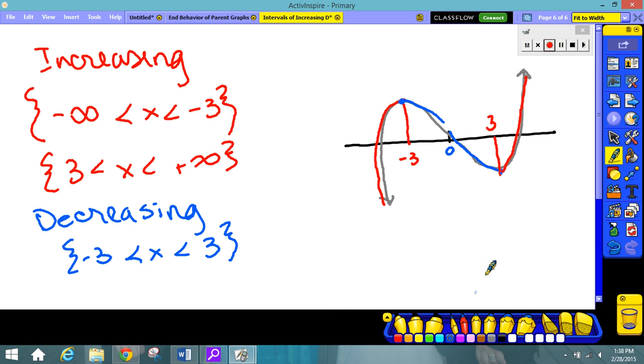Well, that's it for now. I hope you don't have any difficulty in filling in the back of your parent graph sheet where I asked you to do intervals of increasing and decreasing for homework, and also the end behavior pertaining to those 10 parent graph functions that I assigned.